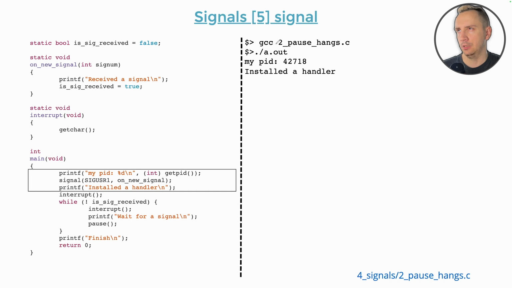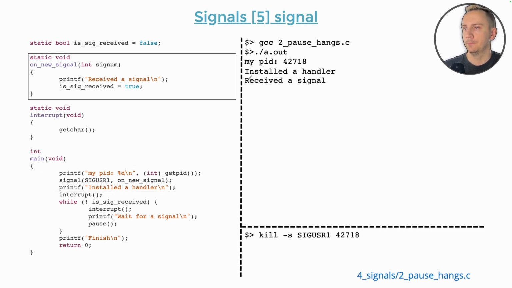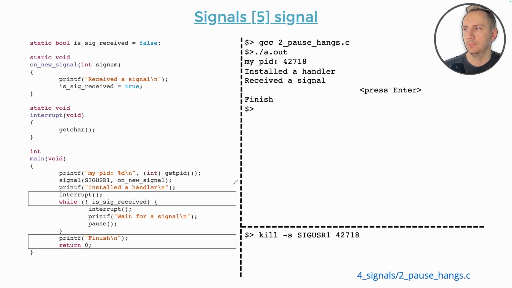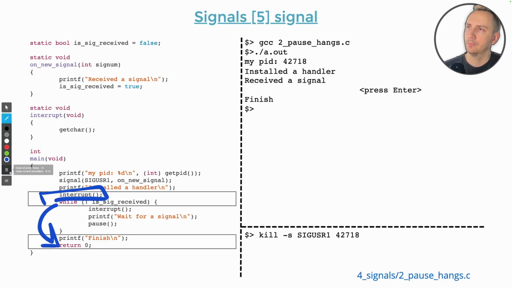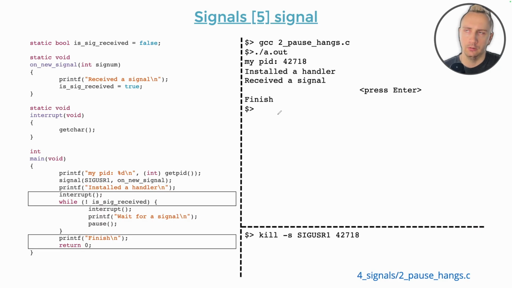I compile it, I run it, I see I install the handler, then I deliver a signal, I receive it, and then I press enter to leave this interrupt call, and then without even entering the loop, I print finish and all is okay, right? No bug.